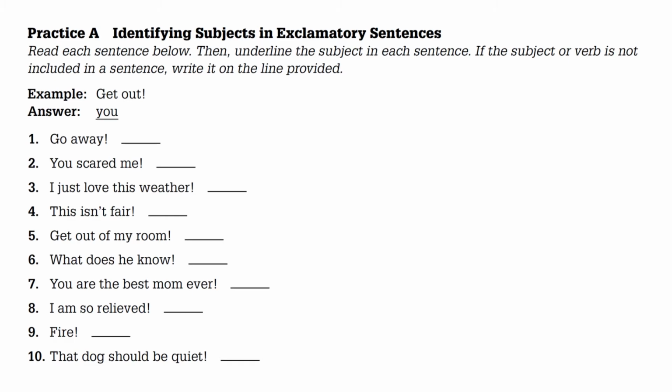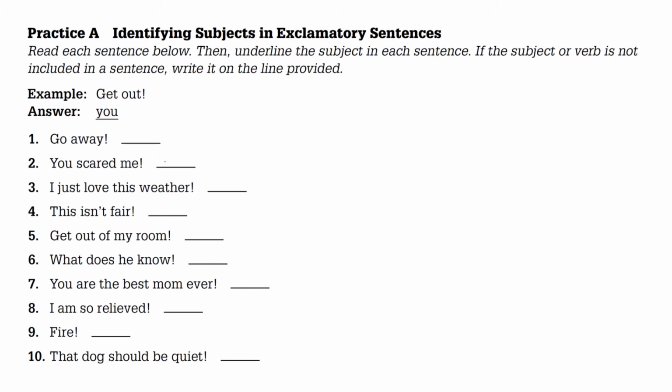So for example, get out. Here there is what we call the understood you. So usually it is you get out, but we don't mention it, we just say get out. So the answer is you, even if it is not stated in the sentence. What I want you to do now, I would like you to pause the video, try to do this exercise, then play the video and check your answers.